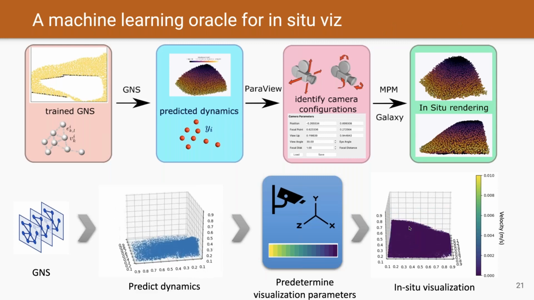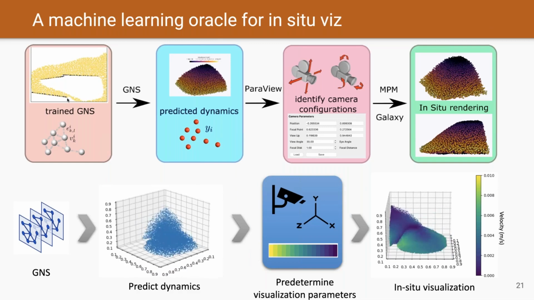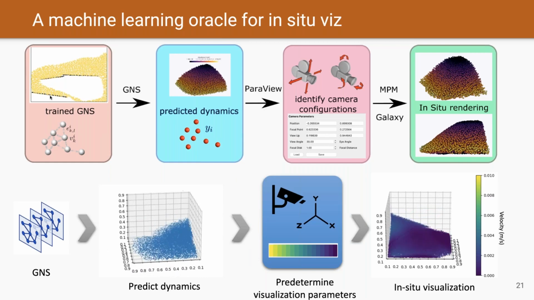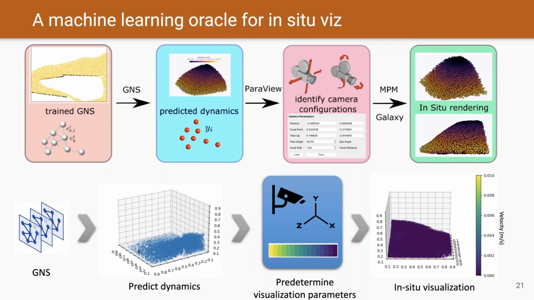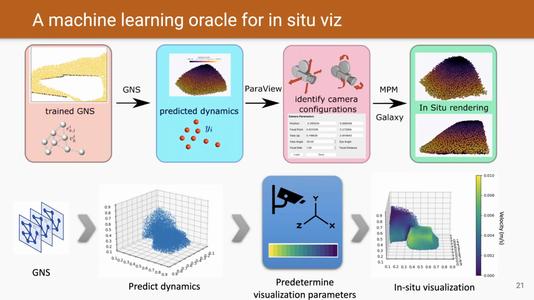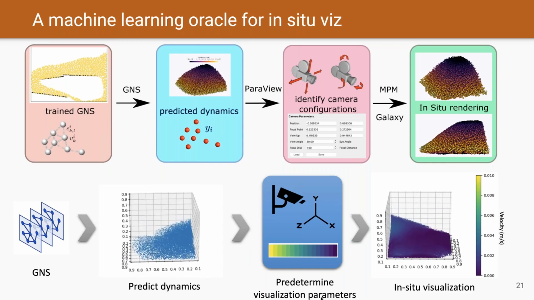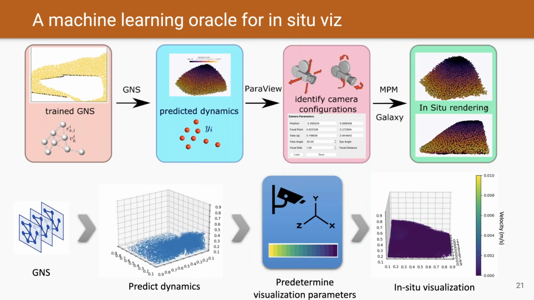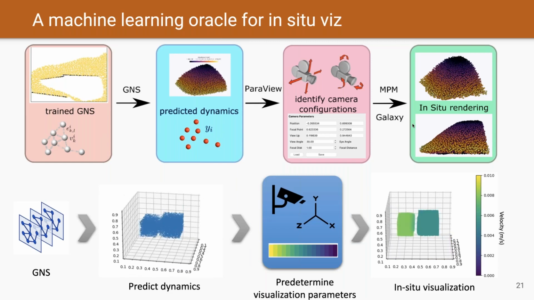So what we do in terms of developing the in-situ vis pipeline is train a graph network simulator on multiple simulations, and these can be small-scale simulations. We predict the dynamics using the graph network simulator, then identify where to set up our camera configurations, what visualization parameters are interesting, whether it's stresses, strains, or displacements, set up the maximum values of those ranges, and then do the MPM simulations with Tag Galaxy. Everything is now set up.